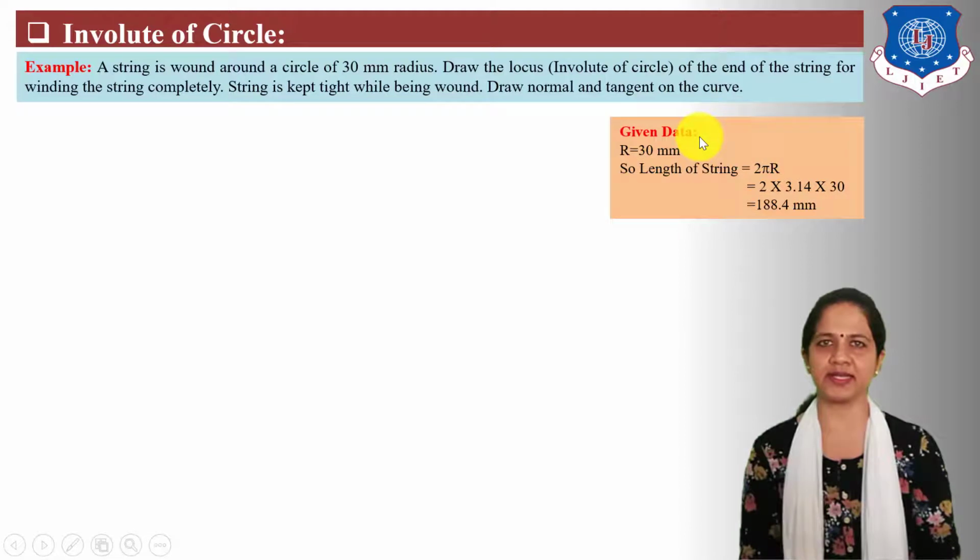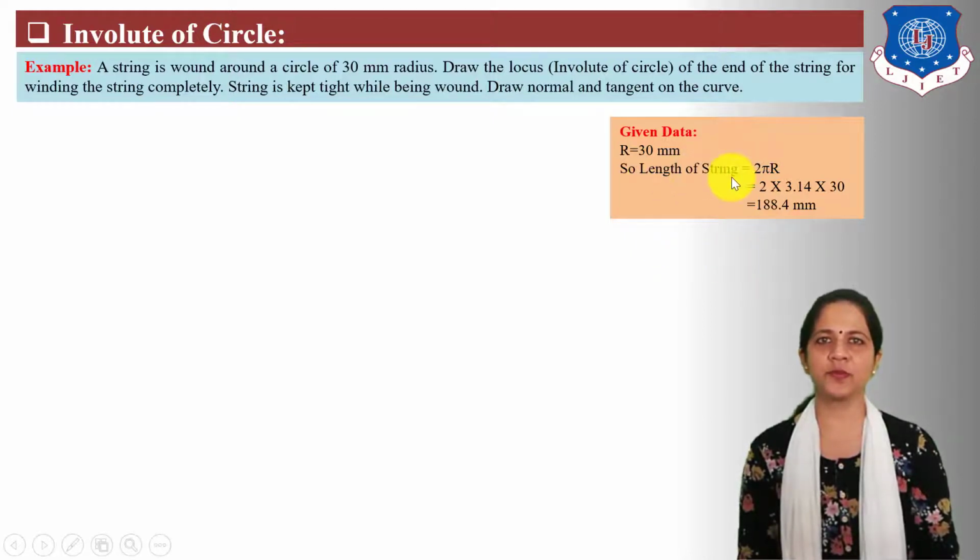First list out given data. Radius of circle is given 30 mm. So length of string is equal to 2 pi r, because during the winding or unwinding process, the string is wound or unwound around the circle. So total length of string is equal to the circumference of the circle, which is 2 pi r. Here put the value of pi and r. The value of pi is 3.14 and the value of r is 30 mm. So length of string is equal to 188.4 mm.